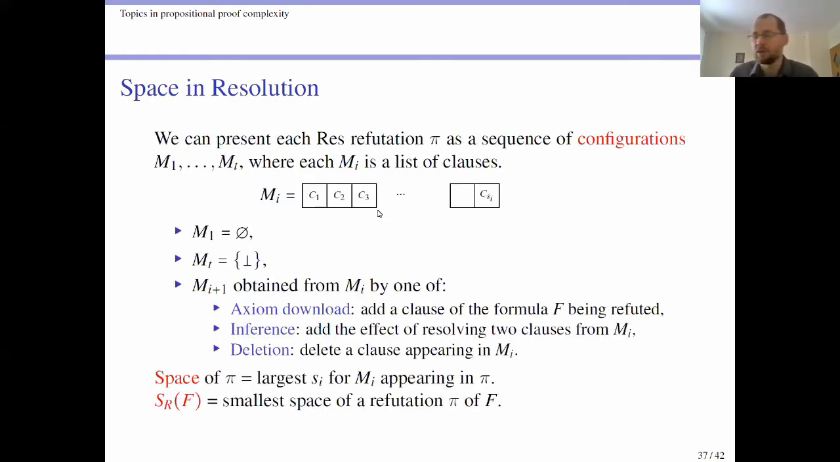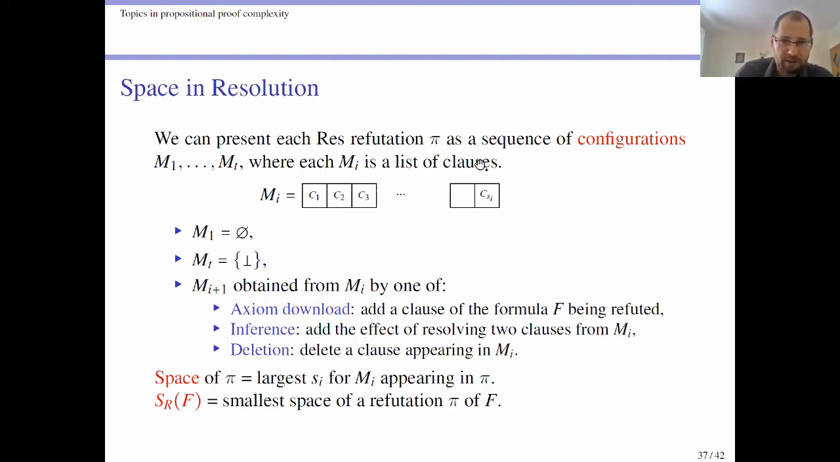Here's the definition in the particular case of resolution. We will present a resolution refutation as a sequence of what we call configurations. A configuration will be those clauses that are written on the board at any given time, with the condition that you're allowing yourself to have a cheat sheet with all the initial clauses. So the initial clauses, the formula you're refuting, say F, you have a separate sheet with those clauses. You can always add them back. You don't need to store them on the board.